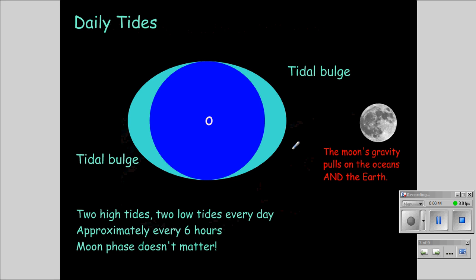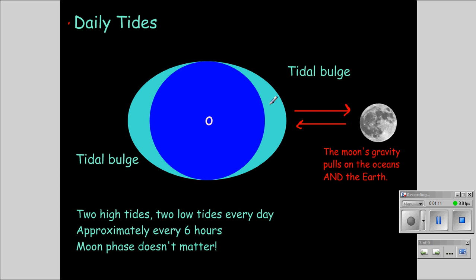Alright, focusing first on the cause of tides. Tides happen on a daily basis as well as they change on a monthly cycle. Focusing on the daily cycle, the main cause of tides is the pull of the moon's gravity. We need to remember that gravity is a force, and forces act in pairs. So just like the Earth applies a force to the moon, pulling it around us in its orbit, the moon also applies a force on the Earth.